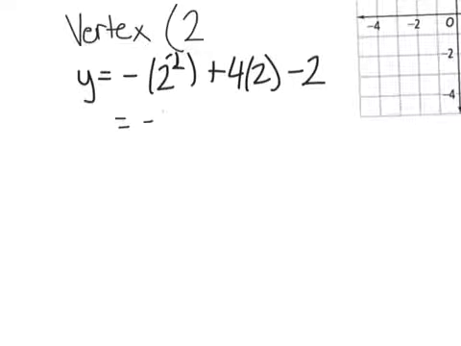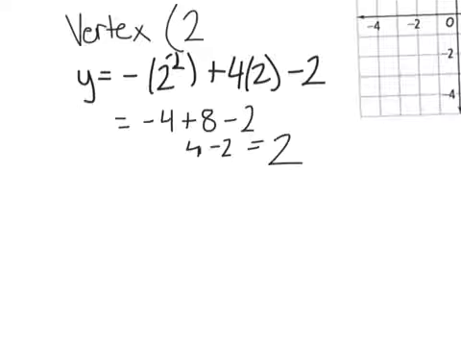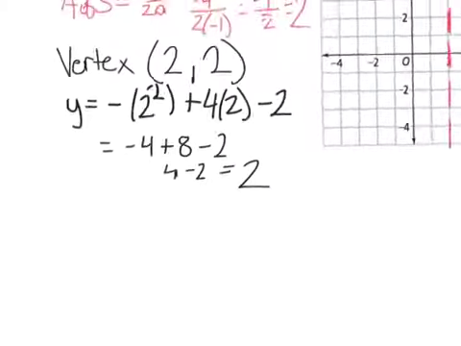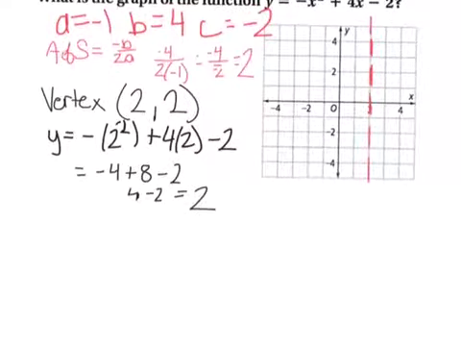So I have a negative 4 plus 8 minus 2. If I combine all those, negative 4 plus 8 is 4, minus 2, which is 2. Which gives me the y-coordinate for my vertex. So for this graph, my vertex is at 2, 2. So I'm going to put a point at 2, 2.